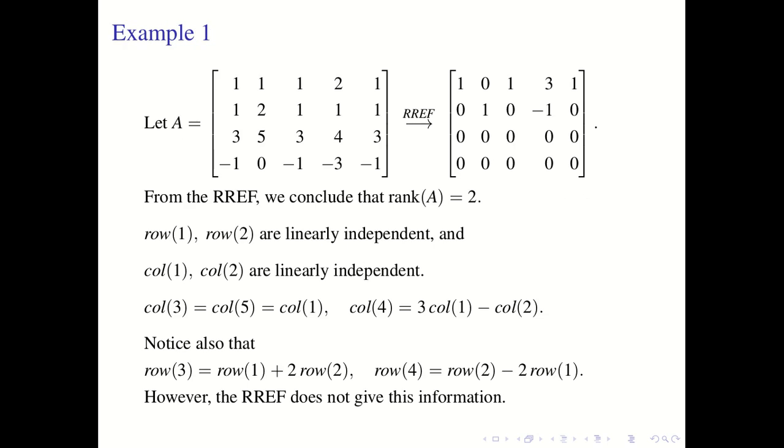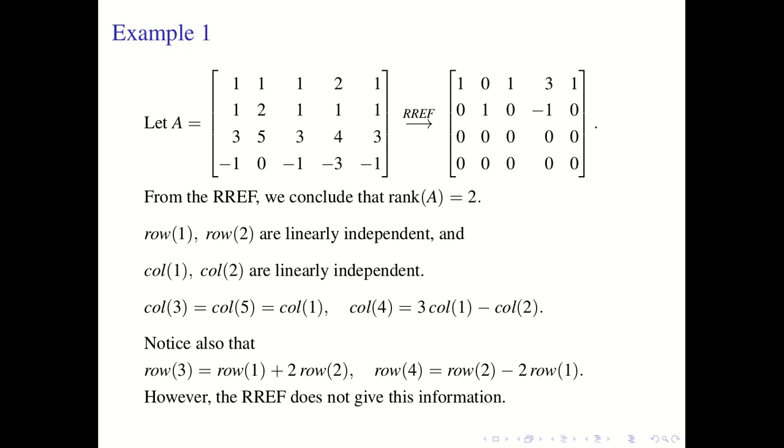Let's take one example. We have this matrix A, and it has been transformed to a row reduced echelon matrix, in row reduced echelon form. There are only two non-zero rows. Therefore, the rank of A is equal to 2.